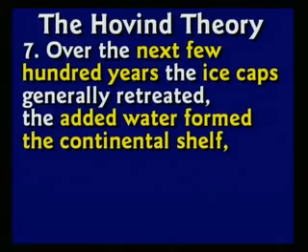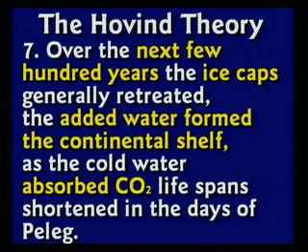Over the next few hundred years, the ice caps generally retreated from Kansas City clear back to where they are now in Alaska. This would add water to the ocean, making the oceans colder, deeper, and wider, which is why we have a continental shelf, which we'll get into in a minute.